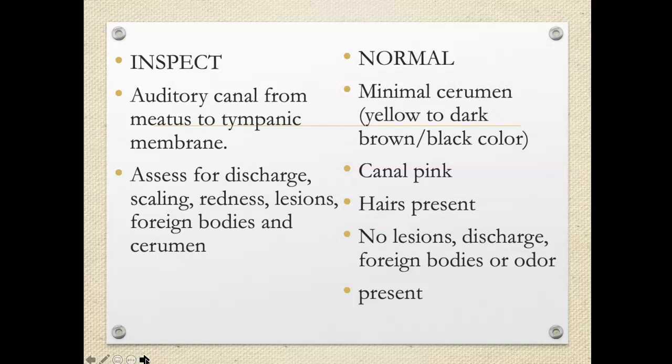Sometimes, as they get older, they tend to make a little bit more earwax. The auditory canal itself should be nice and pink. You should see little hairs, or cilia, inside the ear that help keep foreign bodies and debris out. There shouldn't be any lesions, no discharge, no foreign bodies, and there should not be any foul odors coming from the ear.